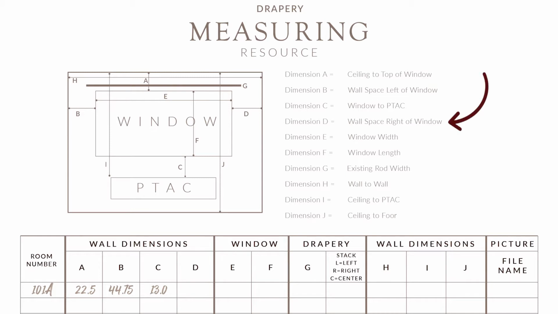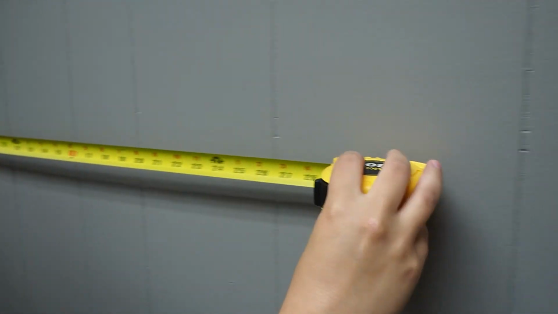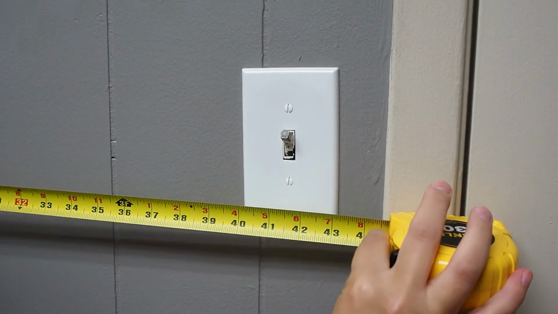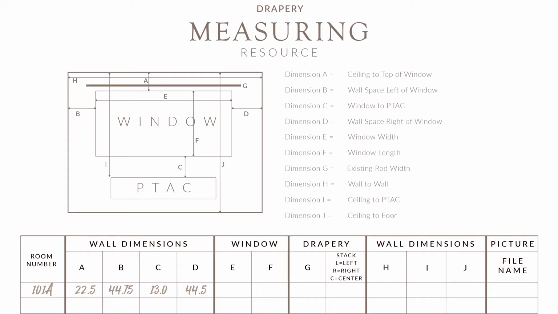To measure right of window, start with your measuring tape at the right inside of the window and stop at the rightmost corner of the wall. For this window, this measures at 44.5 inches.